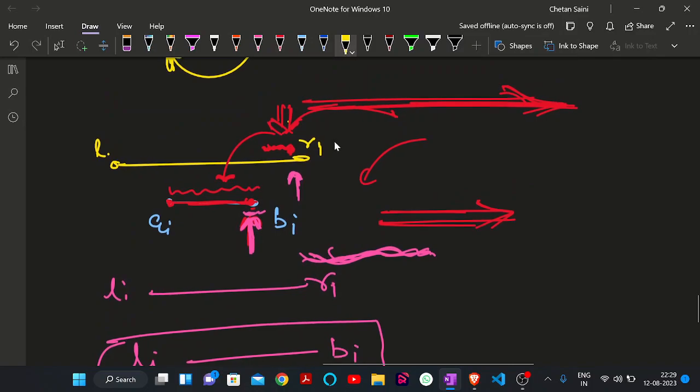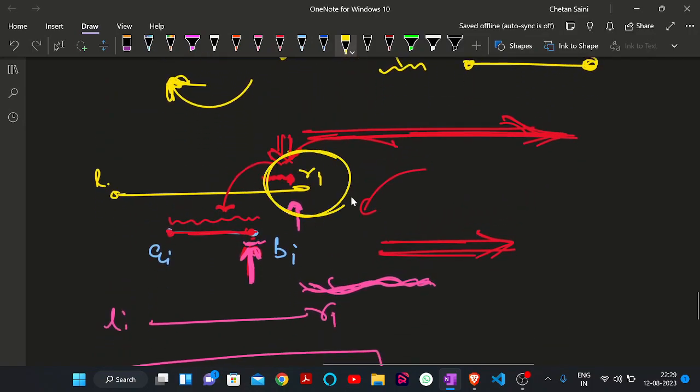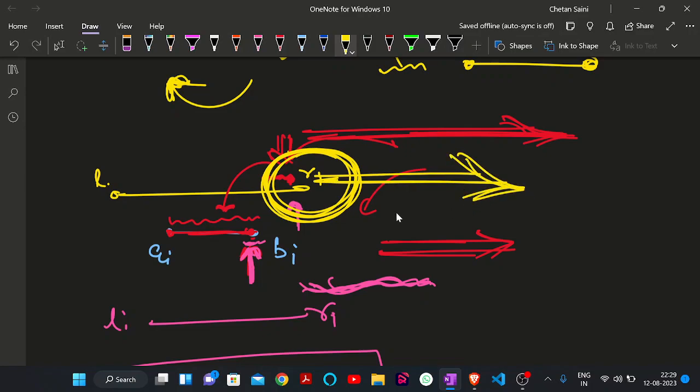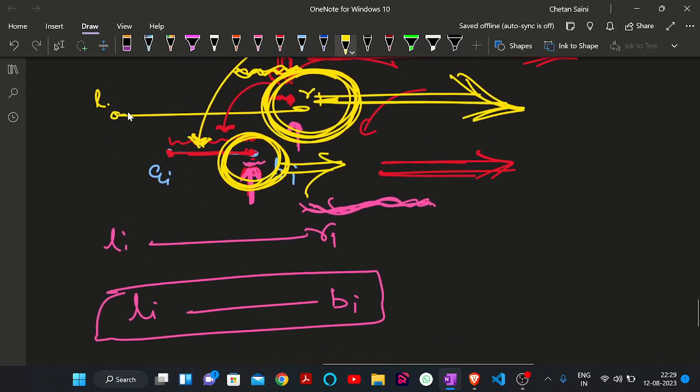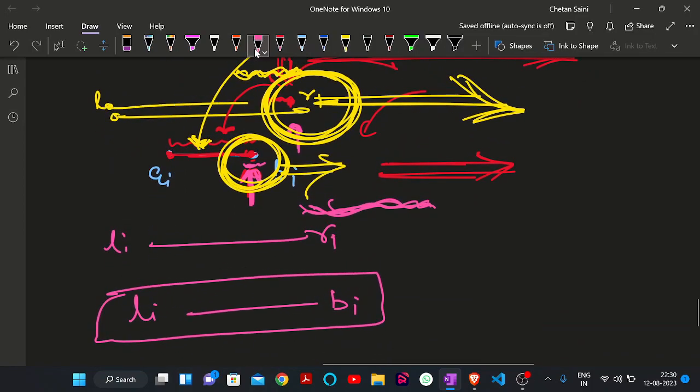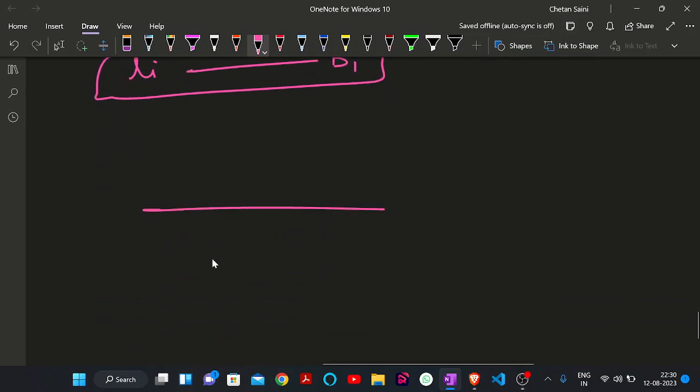Why? The reason is simple: if you are not able to teleport from this segment to any segment on the right side, then definitely you will not be able to teleport from this point also. So if you are anywhere in this segment, then you will not come to this one. That means you can come from Li to Bi if you are anywhere. This is Li and this is our Ai and Bi. Li, Ri, Ai, Bi.